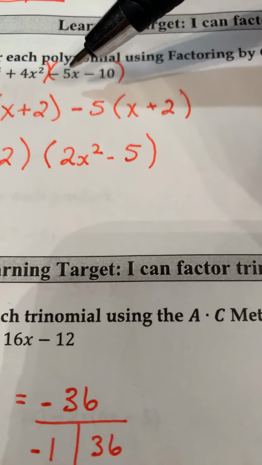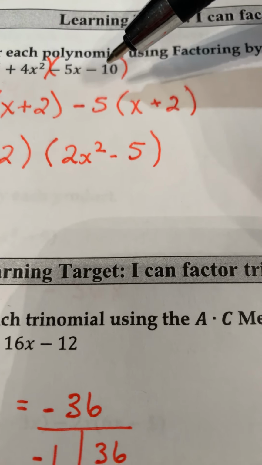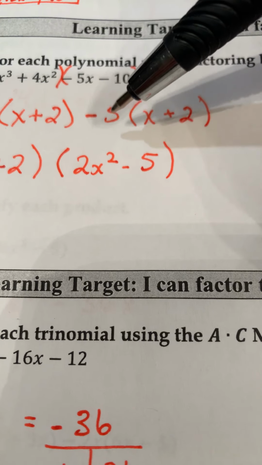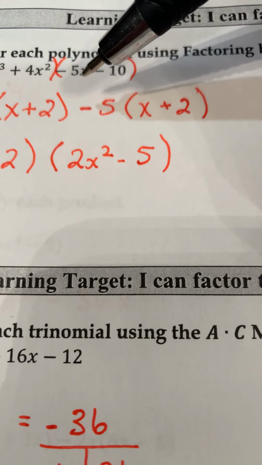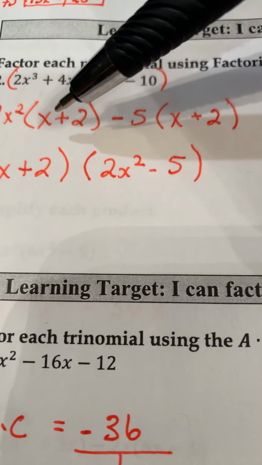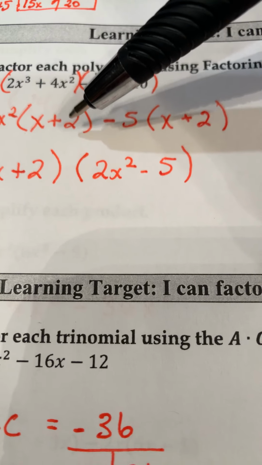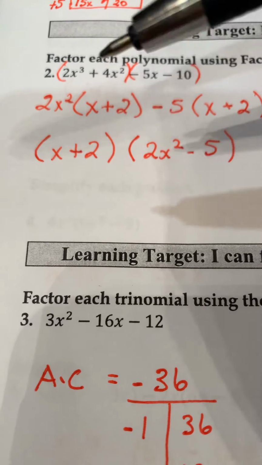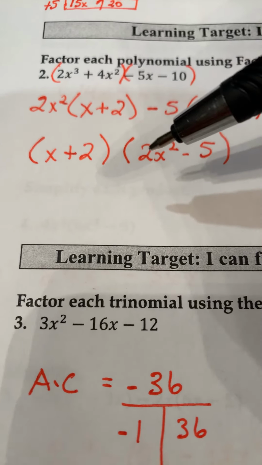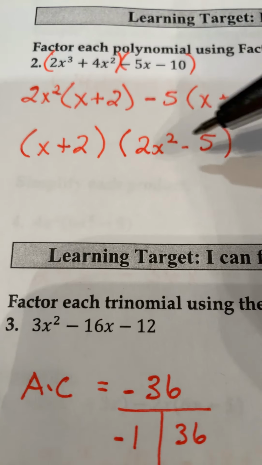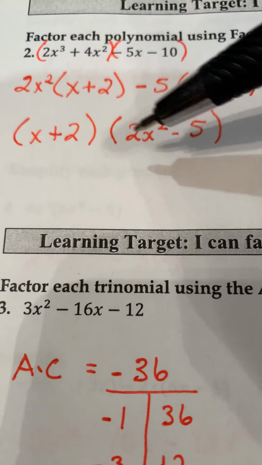And then we do the same thing with the minus 5x and negative 10x. We can take a negative 5 out of there, and we end up with x and a positive 2, which matches this, x plus 2. So we put the x plus 2 in parentheses, and then the 2x squared minus 5 in parentheses, and that is our answer.